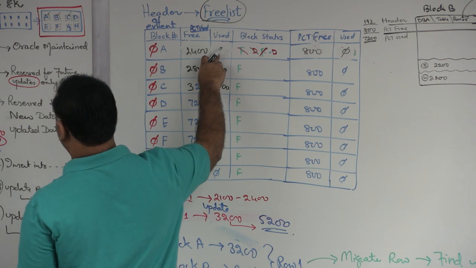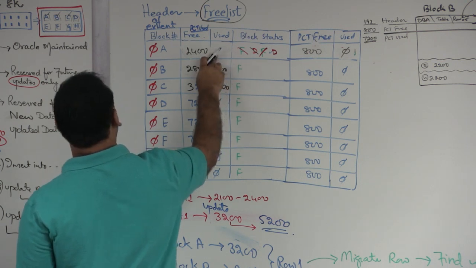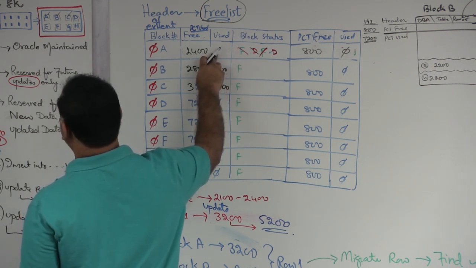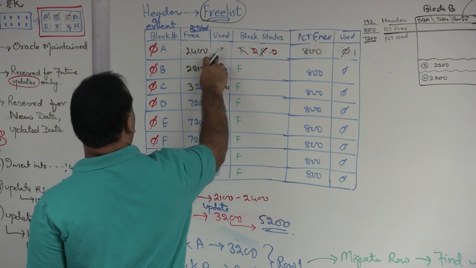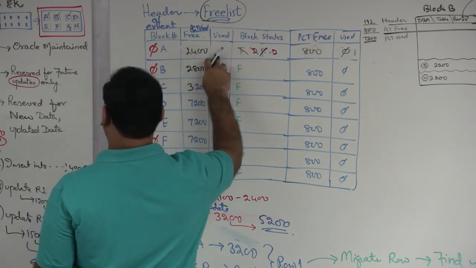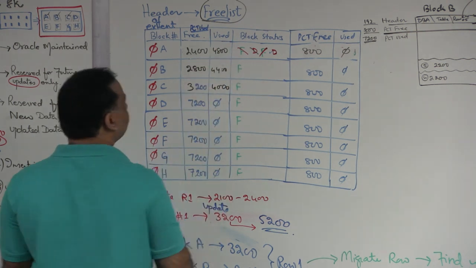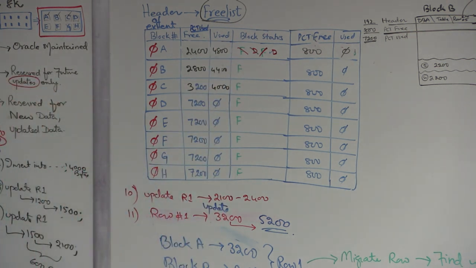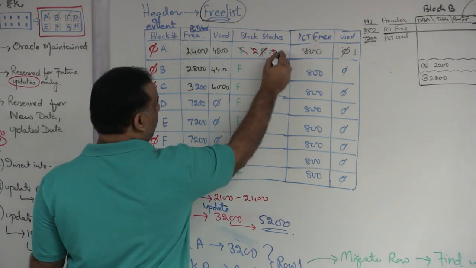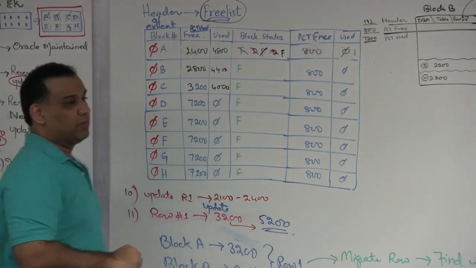So total, no, used is 2400. Right, so we got this. Used is, how much is that? 4800. So it is doing all this calculation internally. And since it was marked as a dirty block, it is going to mark itself as a free block again.